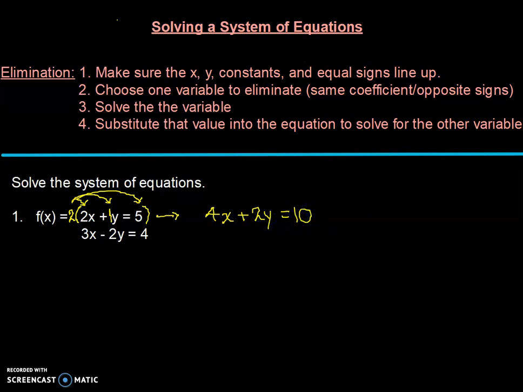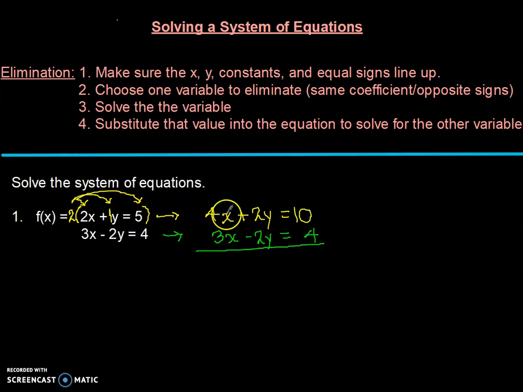Sometimes you'll have to multiply the second equation as well, but in this case we didn't because, well, the y's already have the same coefficient and opposite signs. So I'm going to bring this over. And then from here, we're going to solve.